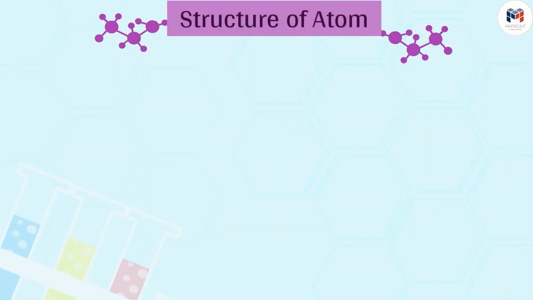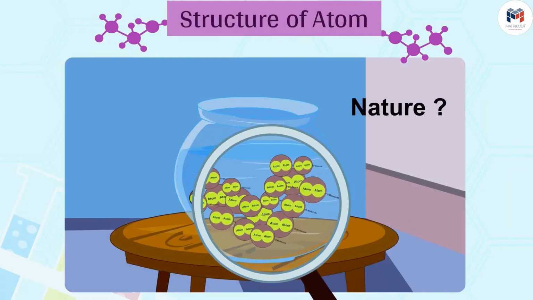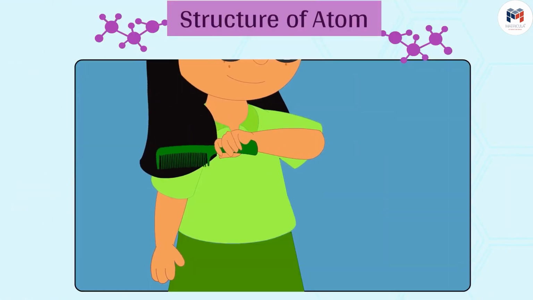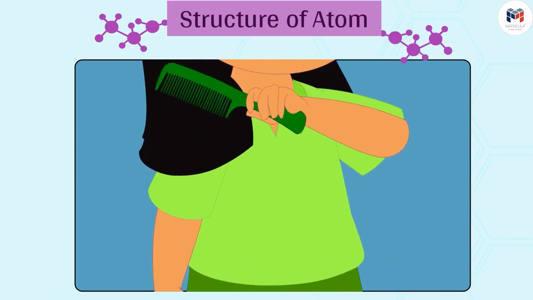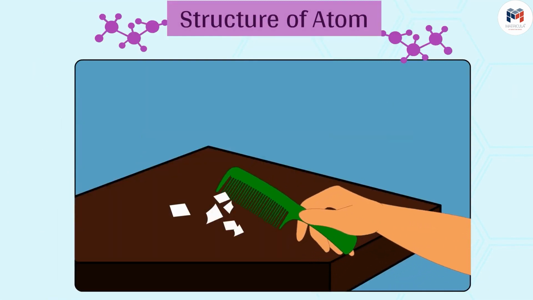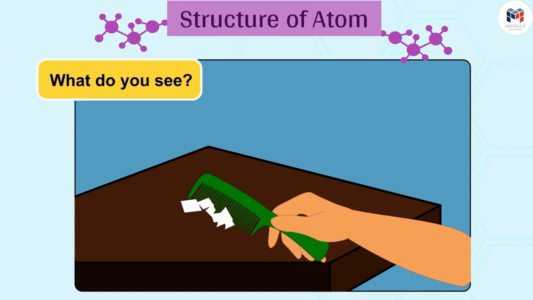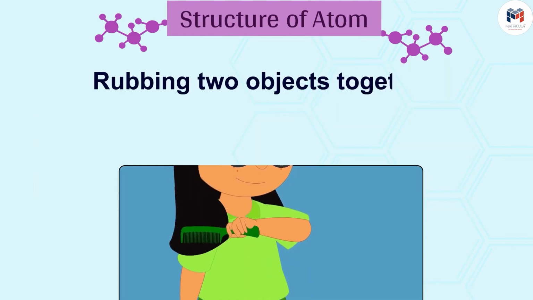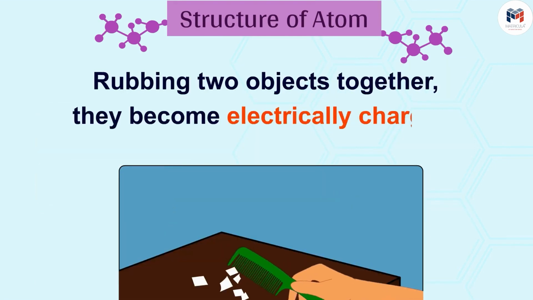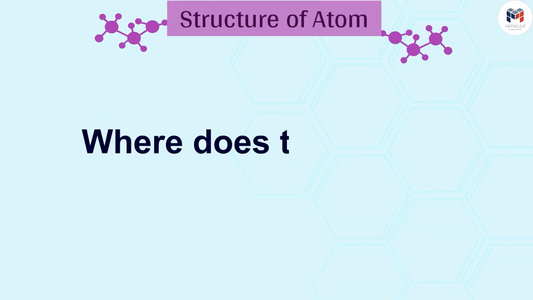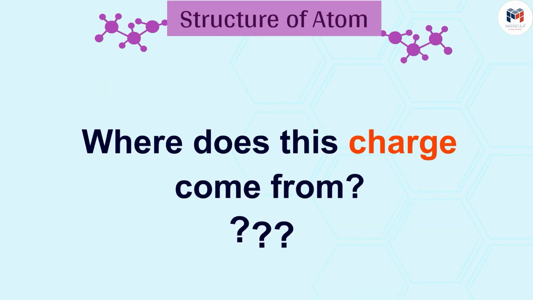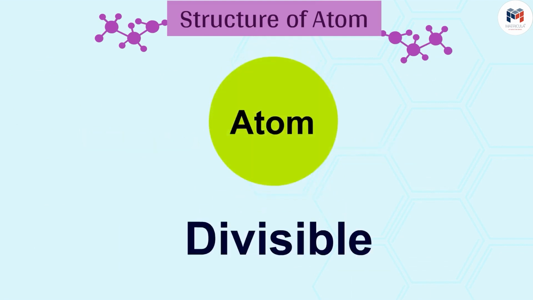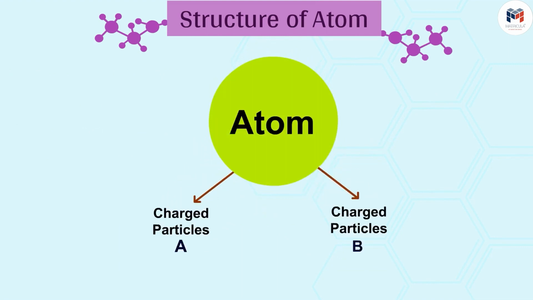Let us do an activity to know the nature of particles in matter. Comb dry hair. Now, move this comb close to the small pieces of paper. What do you see? Yes, the comb attracts small pieces of paper. We conclude that on rubbing two objects together, they become electrically charged. Where does this charge come from? This question can be answered by knowing that an atom is divisible and consists of charged particles.